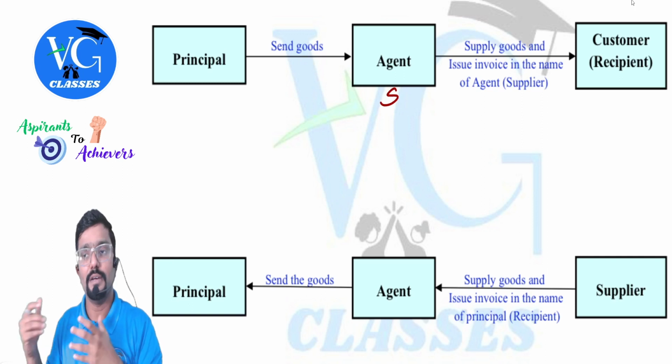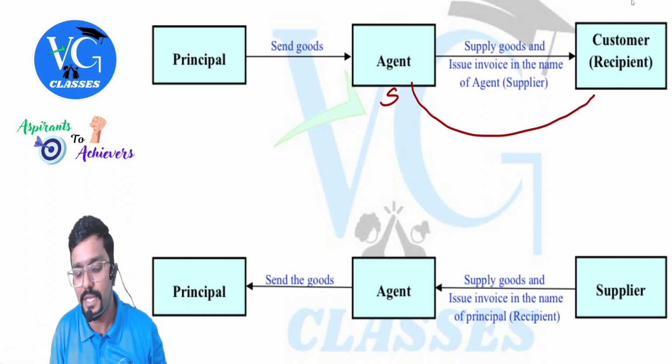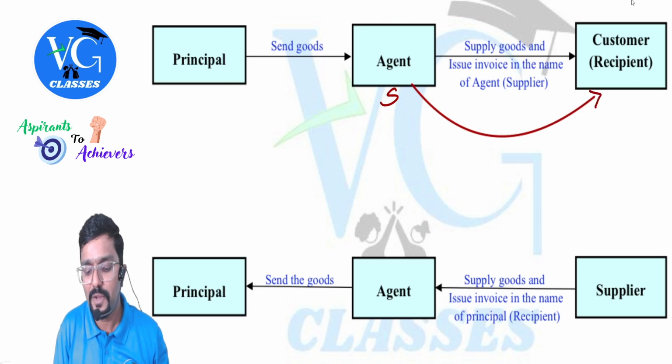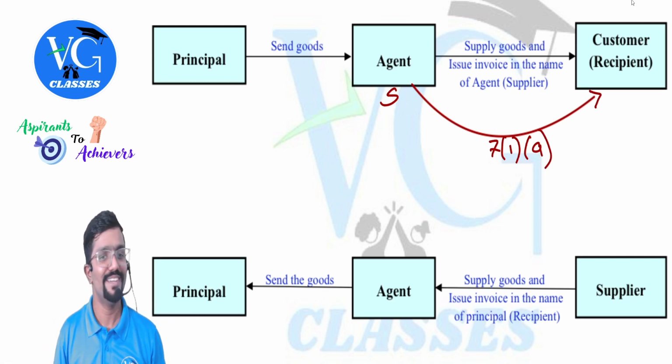Agent. And the recipient is the buyer. So is there a separate supply here? Yes, there is a supply. As per which section, people? 7(1)(a), because consideration is there. Obviously, the recipient will pay for it.